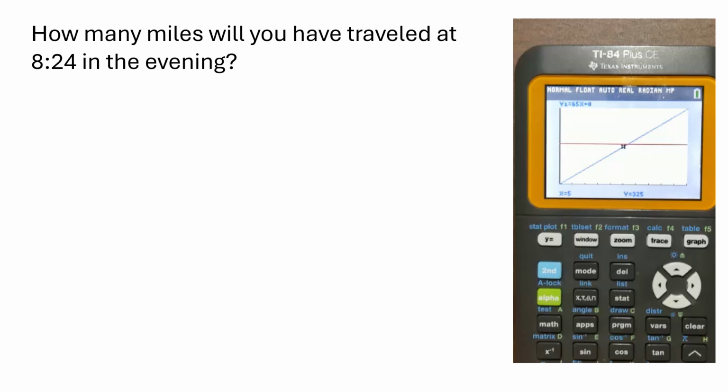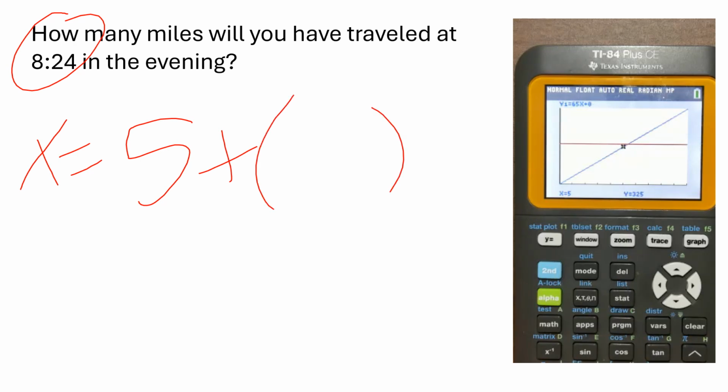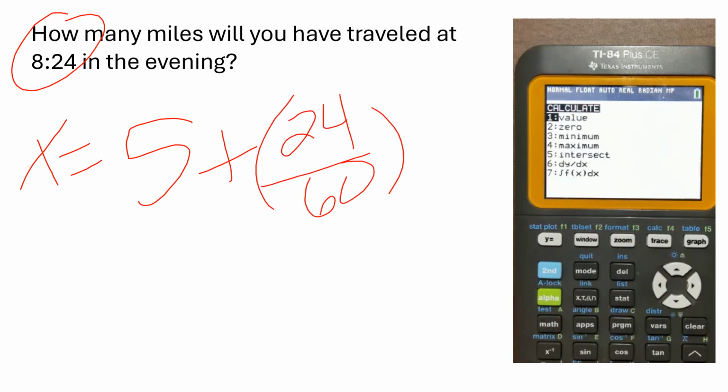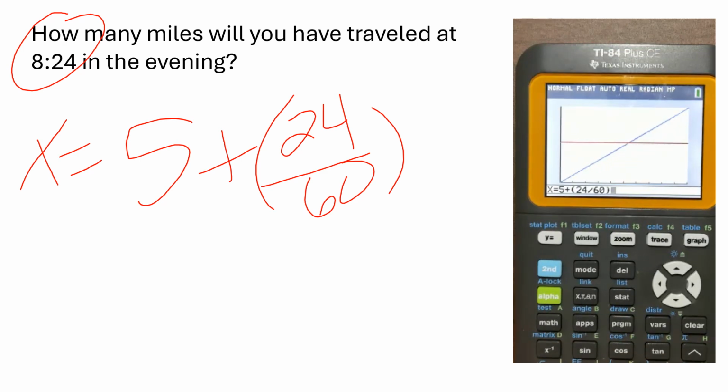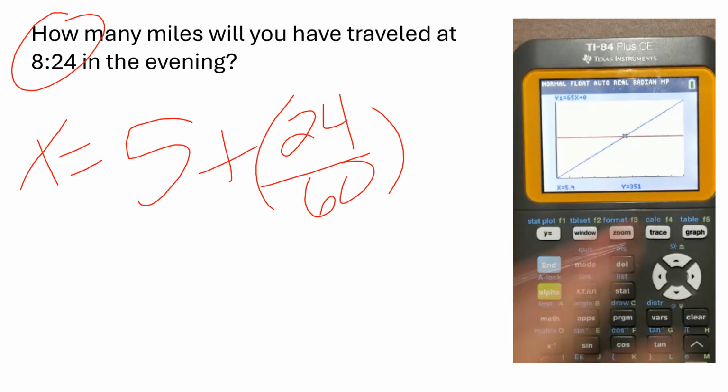Okay, how many miles will you have traveled at 8:24? So I'm given time, which is an x value. When I plug it in, I have to ask myself, okay, from 3 p.m. to 8 p.m., that's a difference of 5, but then we get this partial time. And how many minutes are there in an hour? There are 60. Second trace value, 5 plus 24 divided by 60. And we can assume you will have traveled 351 miles from home.